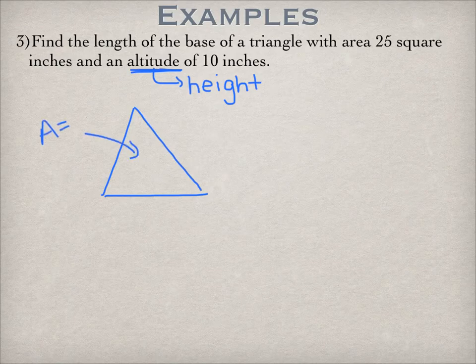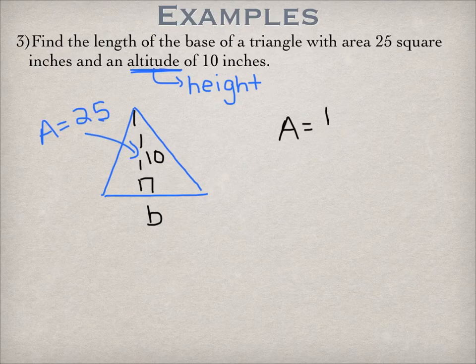I know the area is 25, and the altitude, which is the height, is 10. And I'm trying to find the length of the base. Well, if I set this up with my formula, it looks like this. A equals B times H divided by 2.